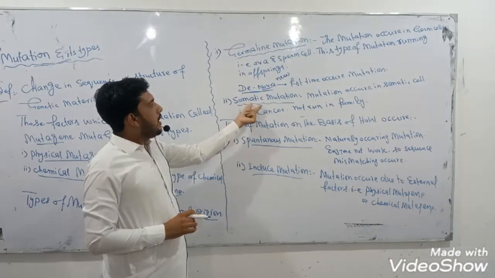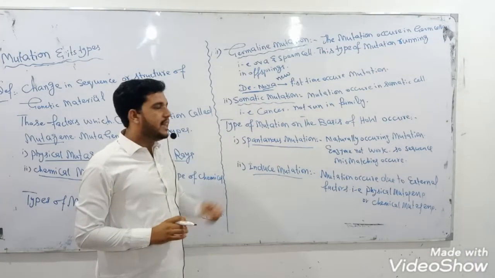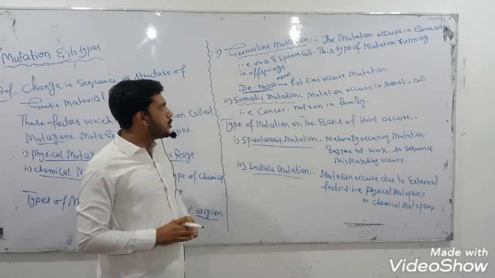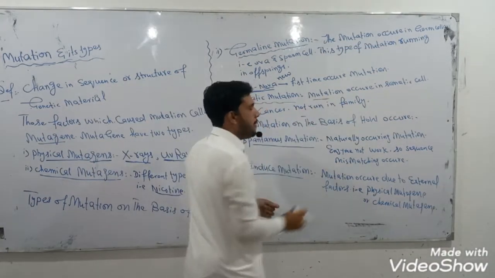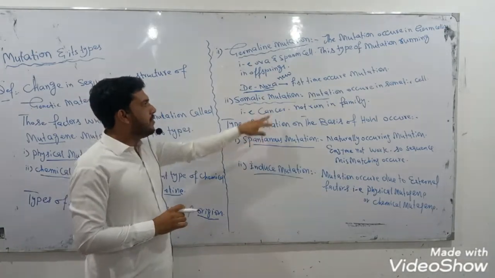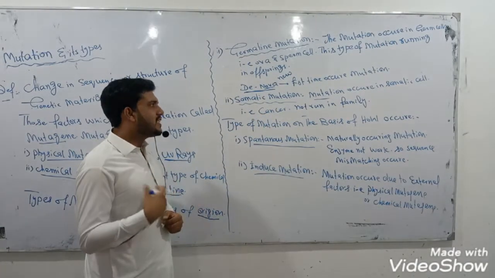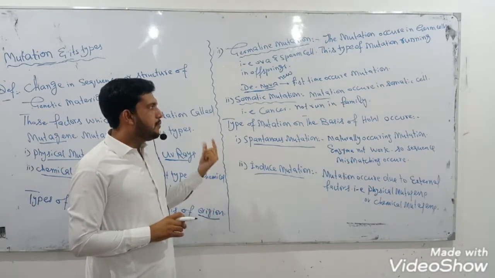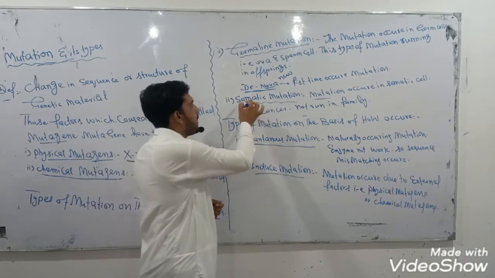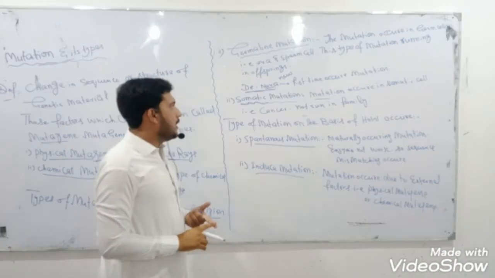The second type of mutation on the basis of origin is known as somatic mutation. Somatic mutation is the mutation that occurs in a somatic cell, in a body cell. For example, cancer is a disease which occurs in the body cell. This disease cannot run in the family and the offspring. This is the main important point about somatic mutation. Somatic mutation does not run in the family.